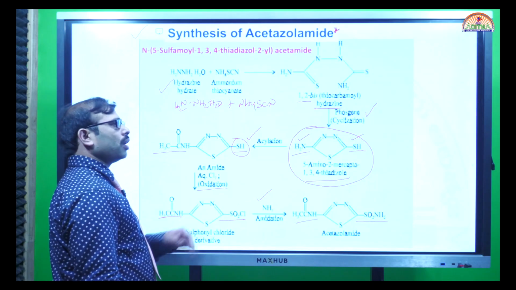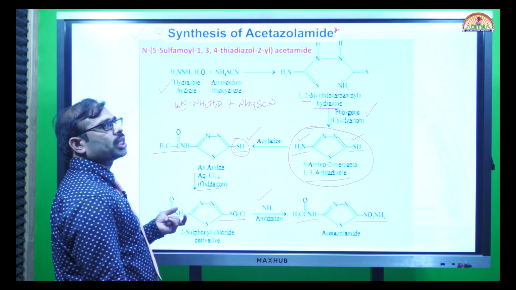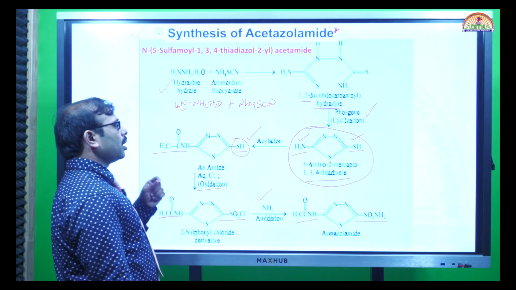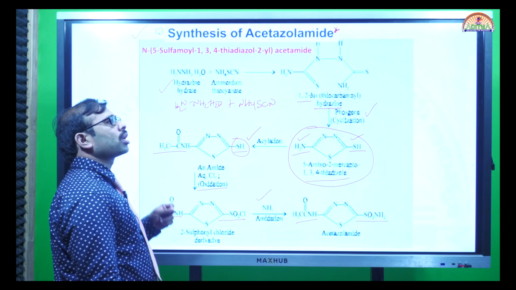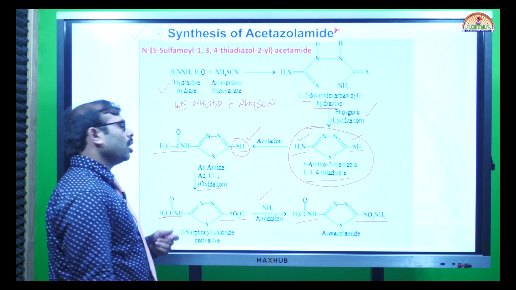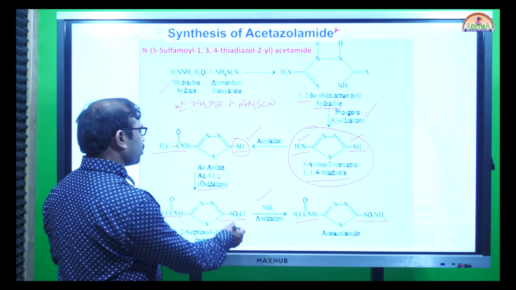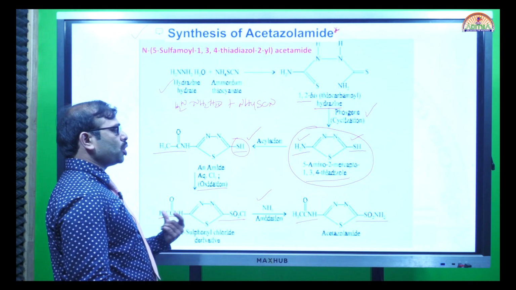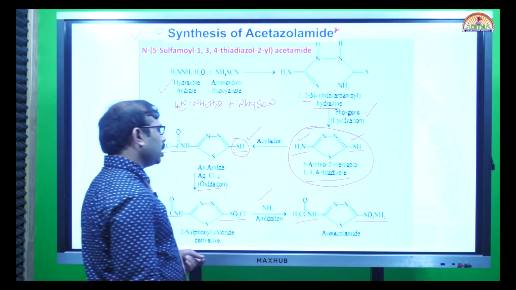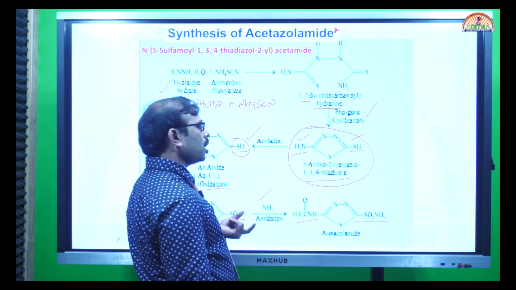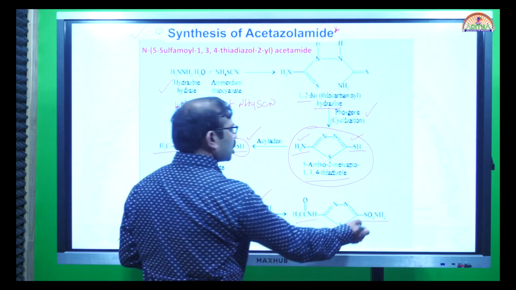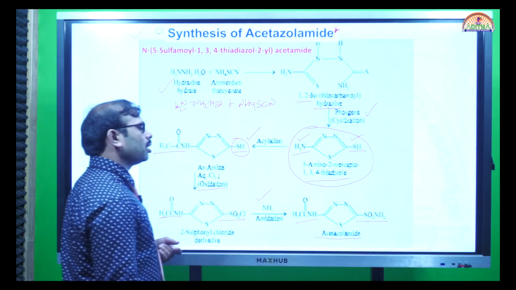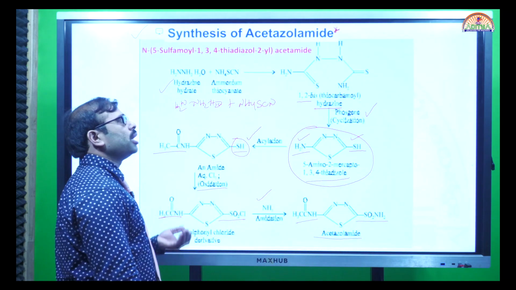Then acetylation with acetic anhydride forms the N-acetyl derivative, followed by reaction of the SH mercaptan group with chlorine gas in the presence of water to give the sulfonyl chloride. This derivative, with the N-acetyl group at the 5th position, reacts with ammonia, which converts the sulfonyl chloride to the sulfonamide. That is the main molecule called acetazolamide, the final molecule we obtained by synthesis.